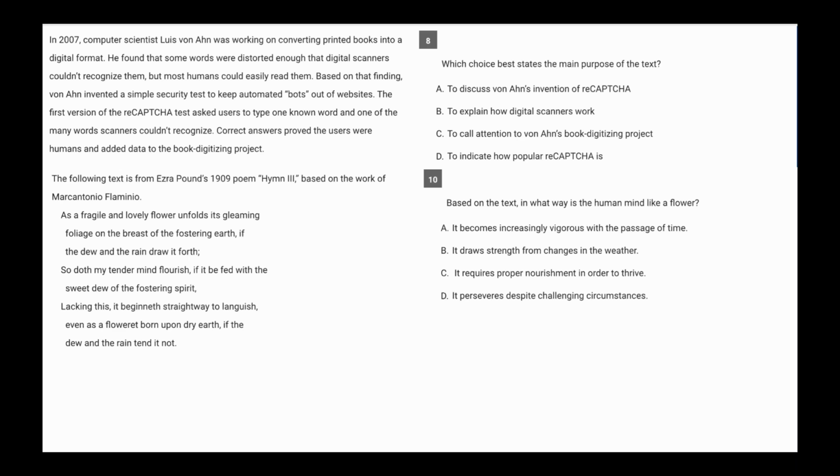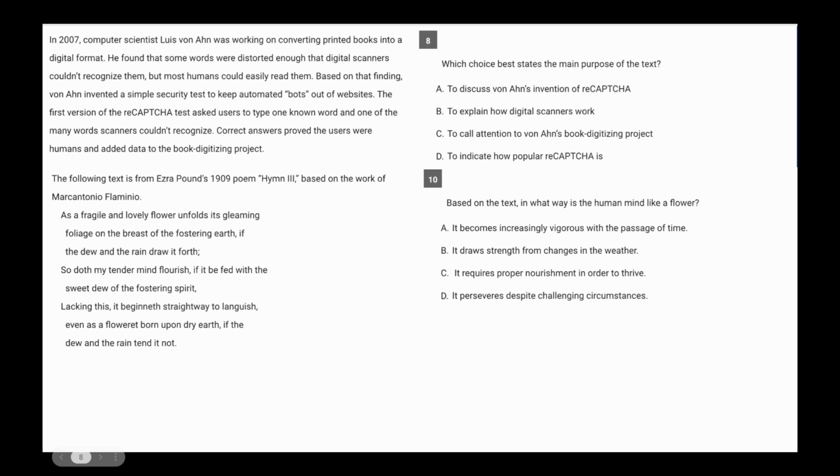So doth my tender mind flourish, if it be fed with the sweet dew of the fostering spirit. Now, it may be a bit hard to understand, but here they are talking about the human mind. My tender mind will flourish if it is fed with the sweet dew of the fostering spirit. So they're basically saying, just like a flower, if my mind is fed with something, it will also flourish. A flower will flourish if it is fed with water from rain, and my mind will also flourish if it's fed with something.